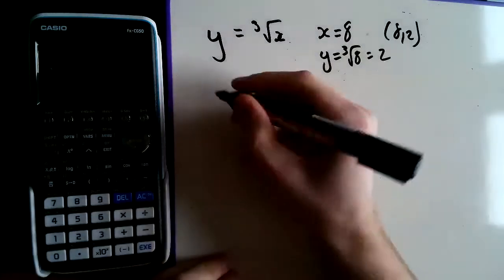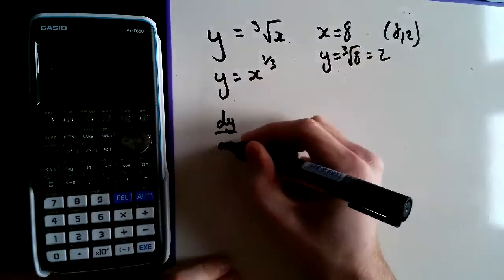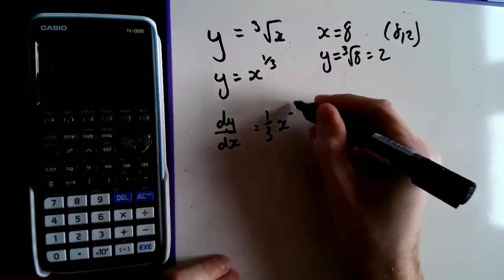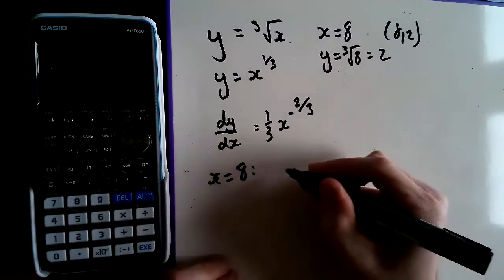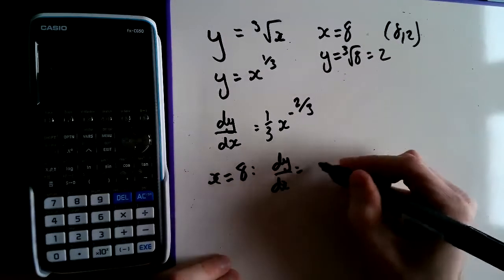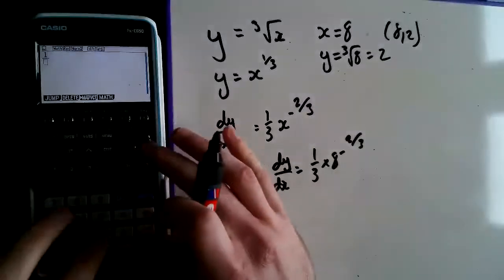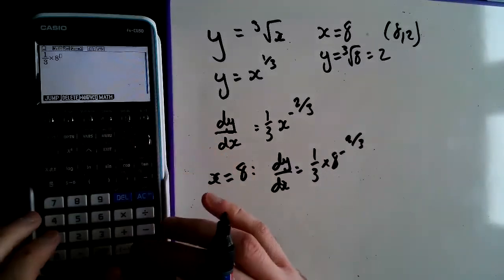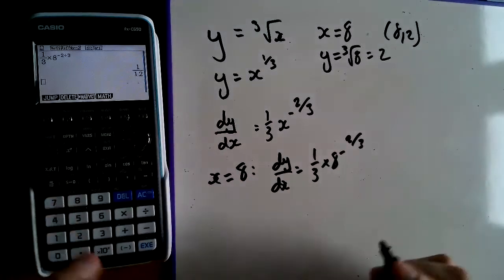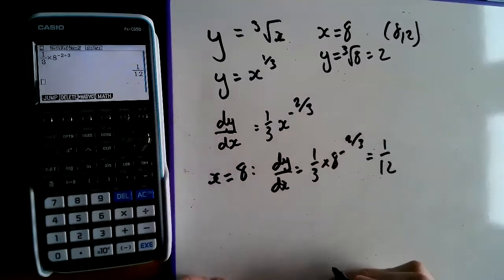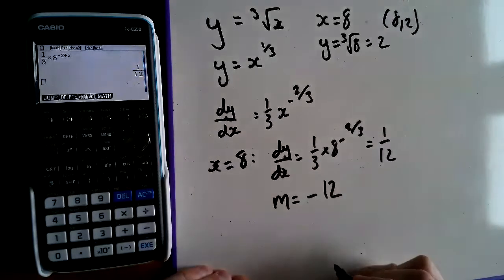And to get the gradient, we need to differentiate, so I'm going to rewrite y as x to the 1/3, so I can differentiate now and get 1/3 x to the minus 2/3. Sub in x is 8, so dy by dx is 1/3 times 8 to the minus 2/3. I'm going to use my calculator, so 1/3 times 8 to the power minus 2/3 gives us 1/12. Now, since it's a normal, my gradient is the negative reciprocal, that's minus 12.